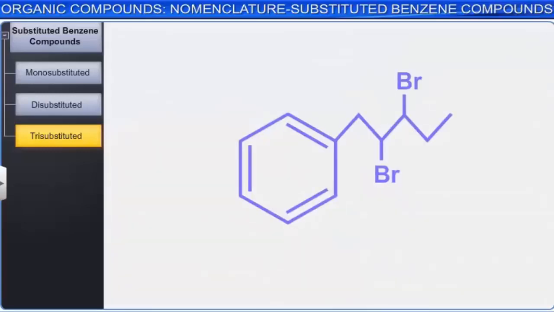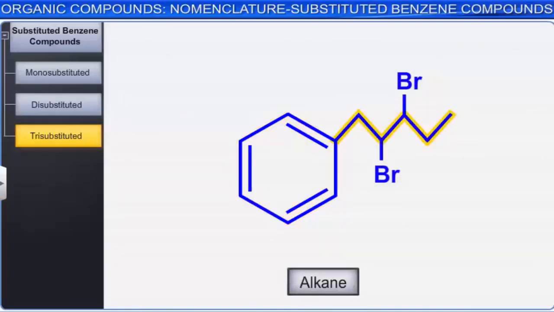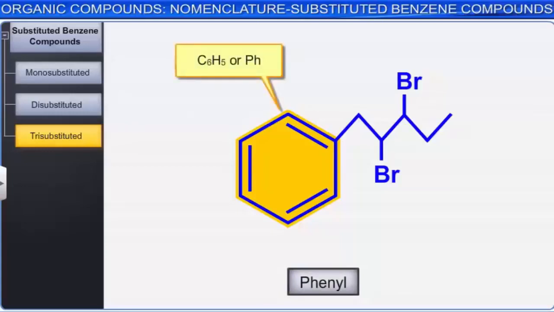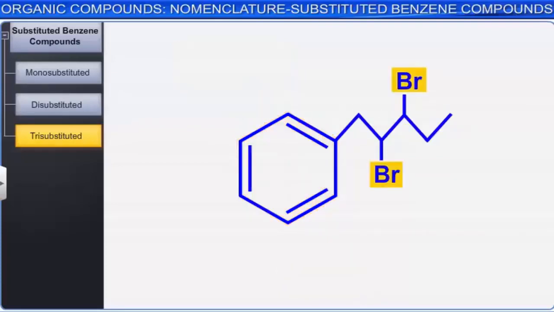In this compound, the benzene ring is attached to an alkane with a functional group. In such cases, the benzene ring is considered as a substituent. The name of the benzene ring, when it acts as the substituent, is phenyl. The phenyl group is written as C6H5 or abbreviated as Ph. The 2 bromine atoms act as the functional groups.